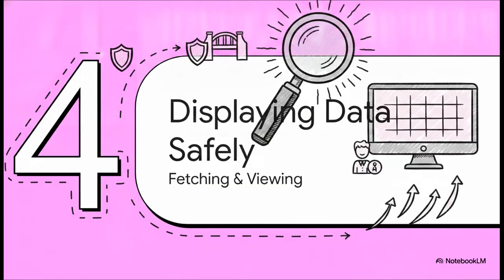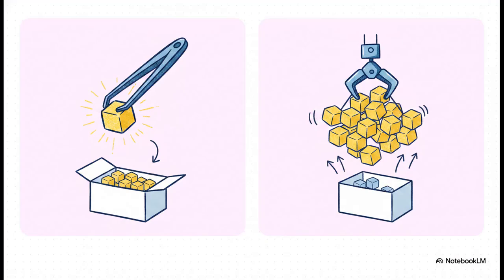Moving on to part 4, displaying your data safely, fetching and viewing results. So what good is all this data if we can't pull it back out to look at it? When we run a select statement through PDO, we basically have 2 ways to extract that data. We can use fetch, which hands us just one row at a time. This is super memory efficient and perfect if you're looping through massive data sets. Or we can use fetchAll, which just grabs absolutely every row all at once and hands it back as an array. The one you choose just depends on how much data you're dealing with.